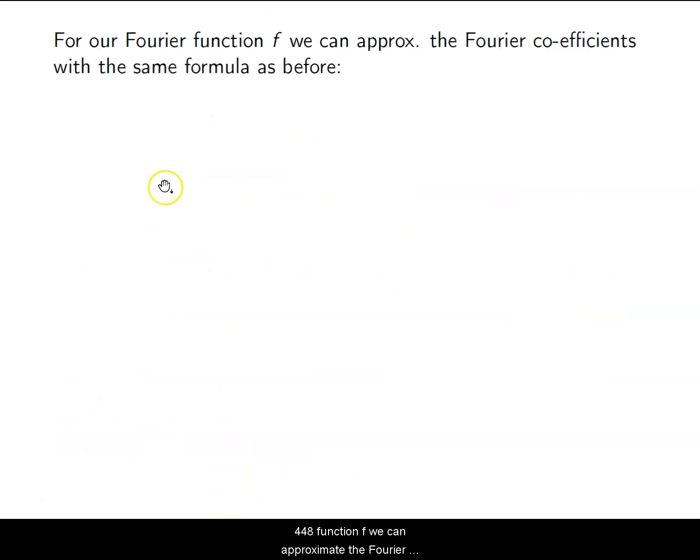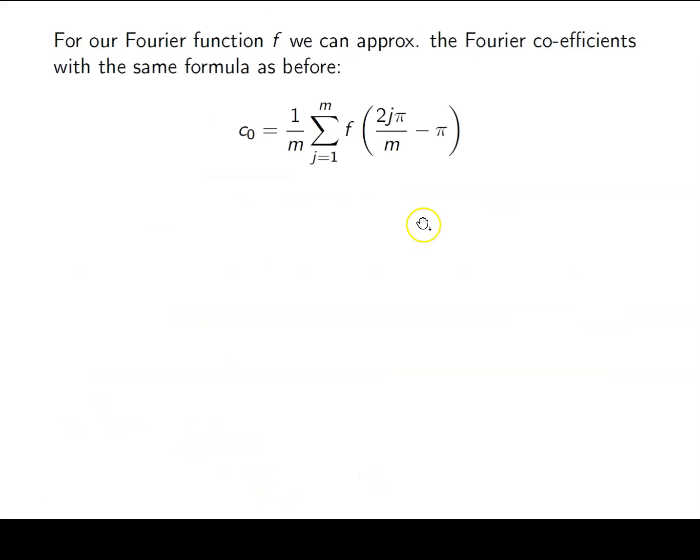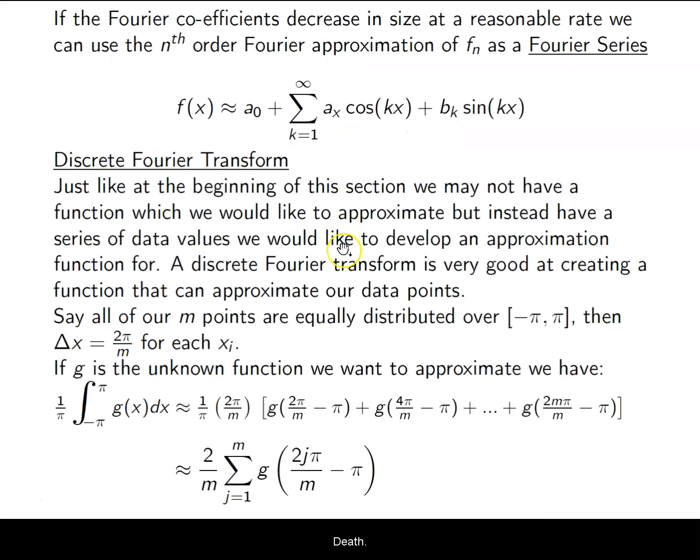For our Fourier function f, we can approximate the Fourier coefficients with the same formula as before. So we're going to use the same thing with the integrals, but instead of integrals, we're going to use our summations, because integrals are basically summations, right? Summations that go to infinity. So my c naught, instead of being 1 over 2 pi integral of etc., we're going to change this a little bit, right?